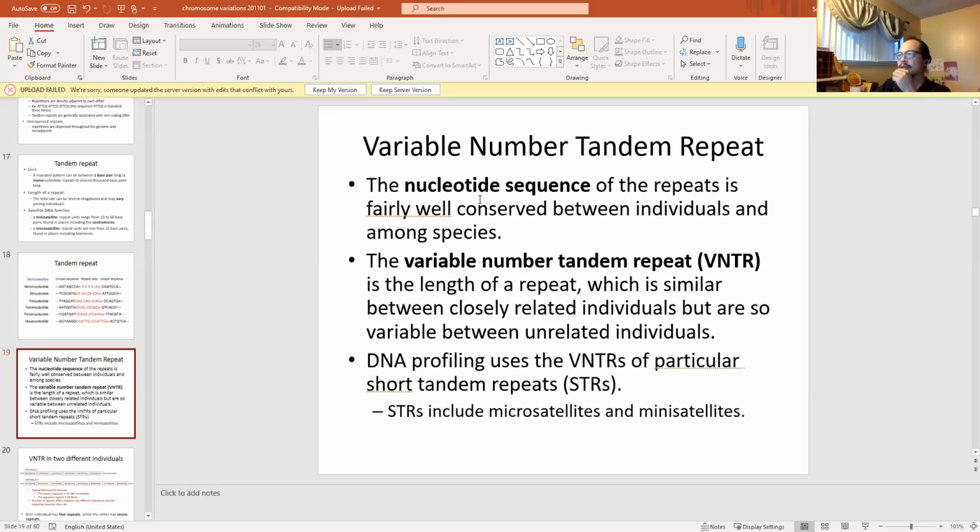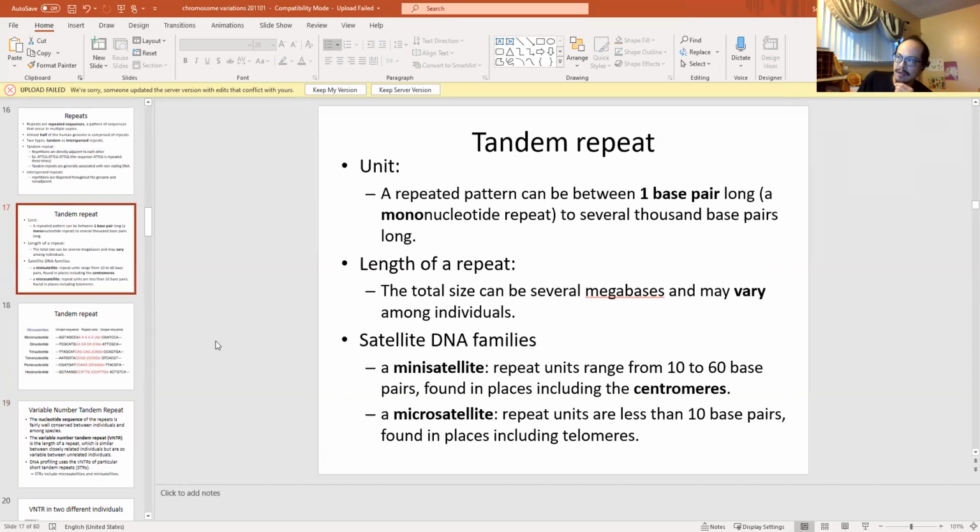So this is the DNA profiling. We will cover that portion here. It is to take the advantage of this variation, VNTR, to offer particular short tandem repeats. Short tandem repeats include the microsatellites and the minisatellites. So that's right here. That's why I removed that. So this is satellite DNA, the minisatellites and the microsatellites.